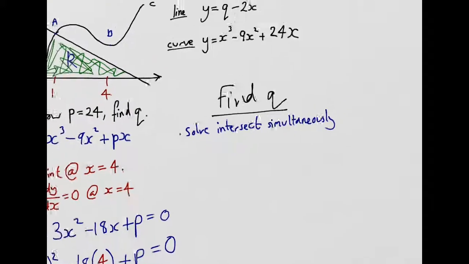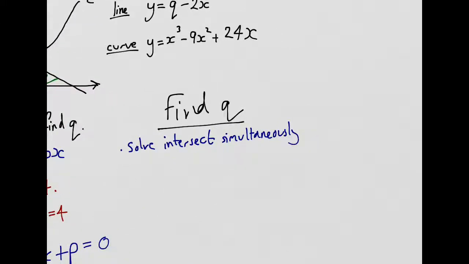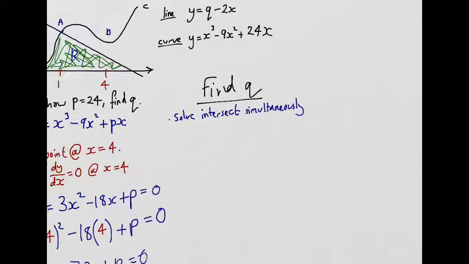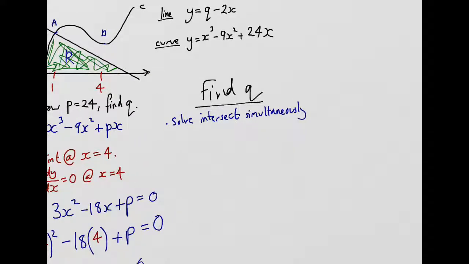So we're going to solve our intersect simultaneously. We're going to let those y coordinates equal each other, and we're going to plug in x equals 1, because that's the point where they meet. So that 1 is going to go in as x, and then we're going to solve those two simultaneously.